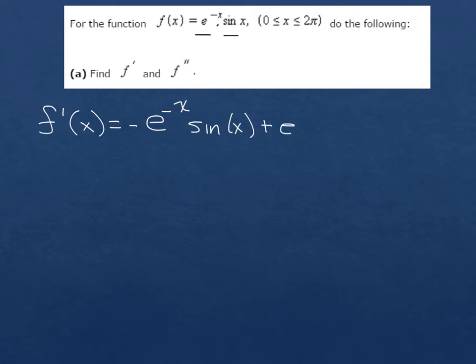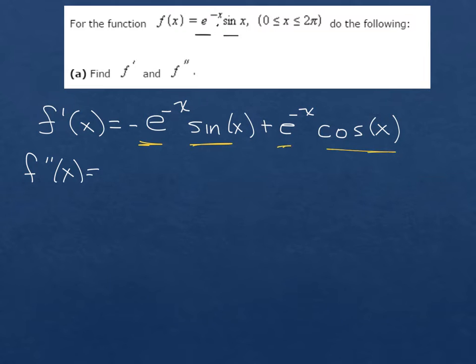plus leave e to the negative x alone times the derivative of sine, which is cosine. Second derivative, so that's it for that one. Second derivative, I'm going to end up, guess what, with a product rule and a product rule. So I take the derivative of negative e to the negative x. As always, I leave the e to the negative x alone. The derivative of negative x is negative 1, and this negative that's already here makes it positive. I leave sine x alone.